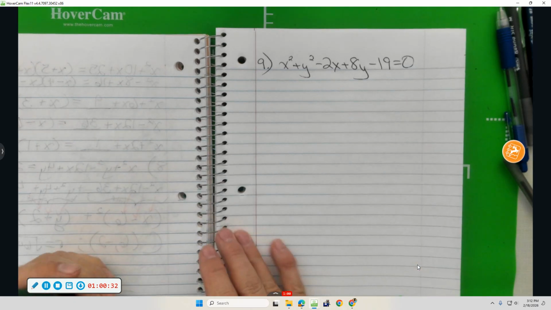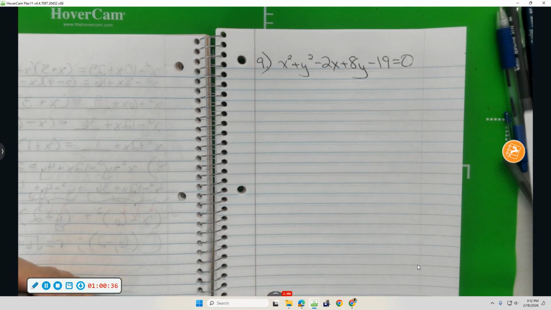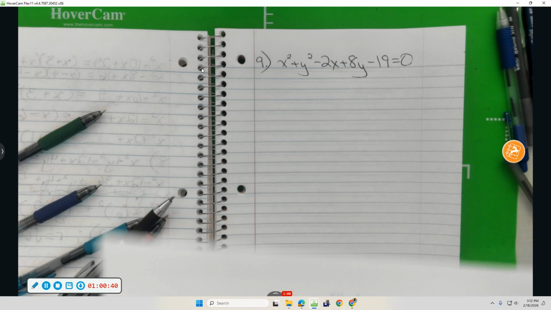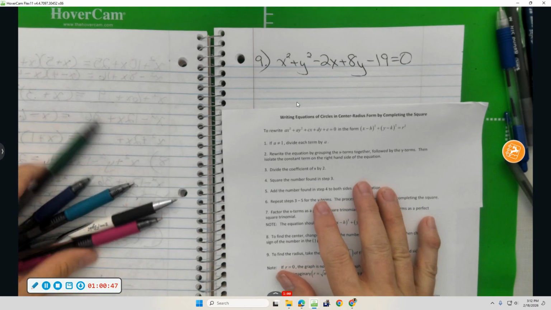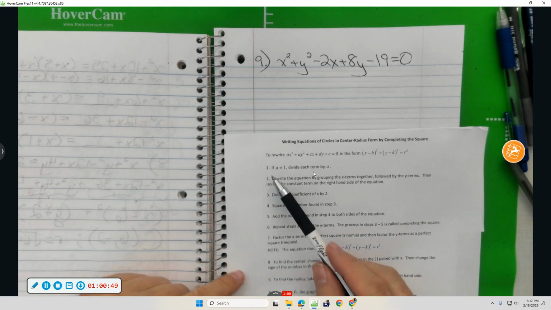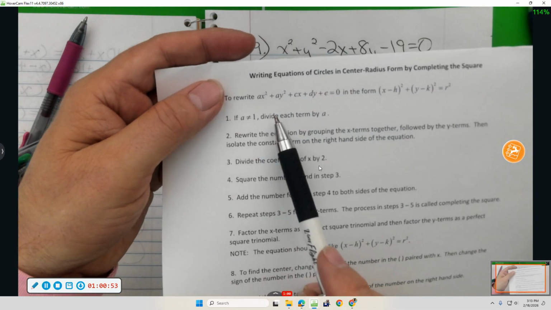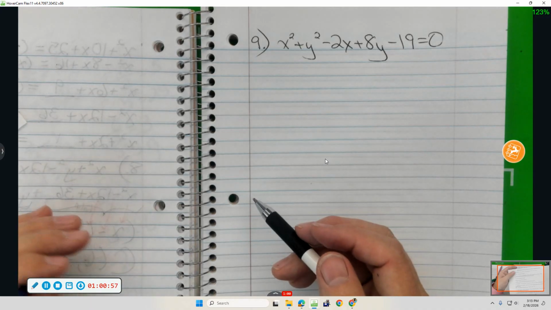What's my a value here? Do we have a number in front of x squared that we need to divide through by? No. You'll know it when we get to it. That a is representing the number in front of the squares. Those numbers are both a positive 1. So we just skip that step.